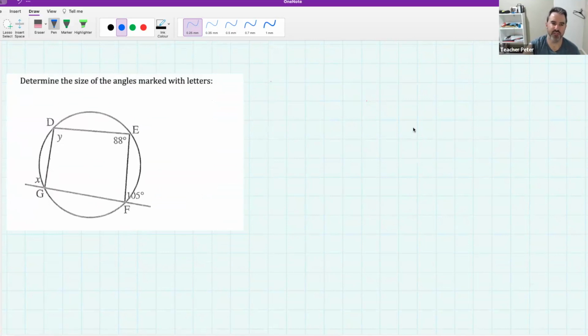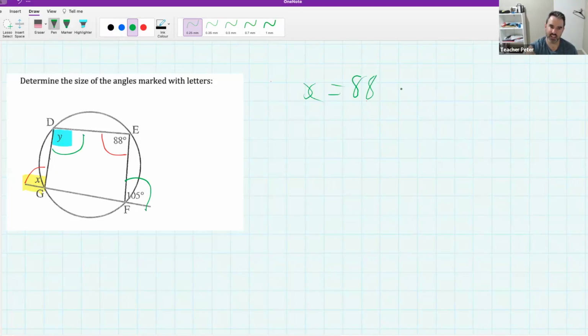All right. This is almost the last one for today. Find me the value of x and find me the value of y. Now notice DEFG is a cyclic quad. So what is the relationship between x and this one? And what is the relationship between this and this?